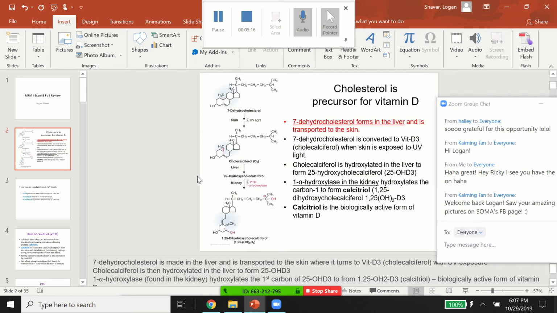Okay, so like I said, know the whole pathway, know what gets transported where, know where 1-alpha hydroxylase is, and how calcitriol is essentially formed in the kidney. That's pretty much what you need to take away from here.